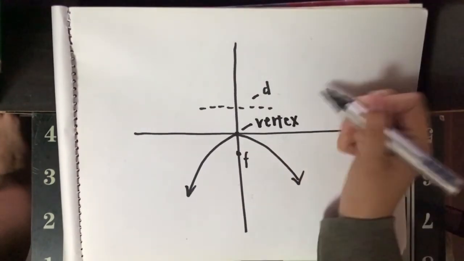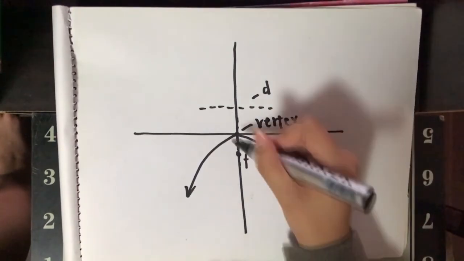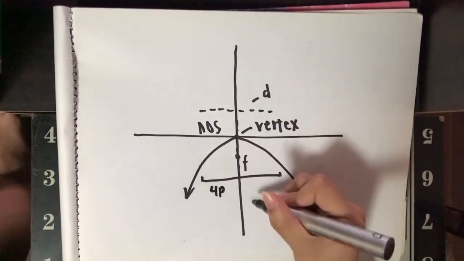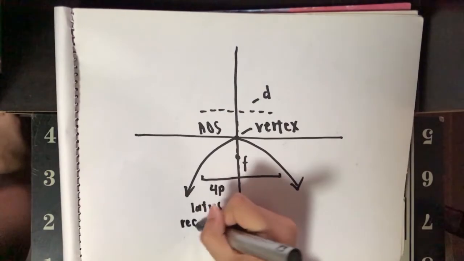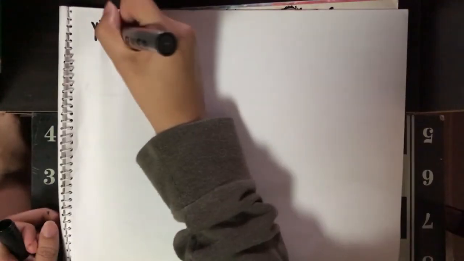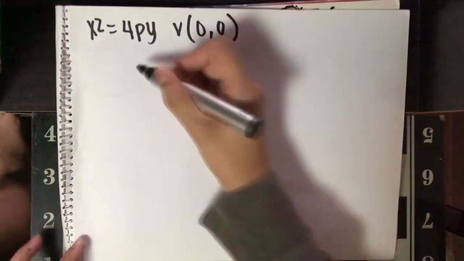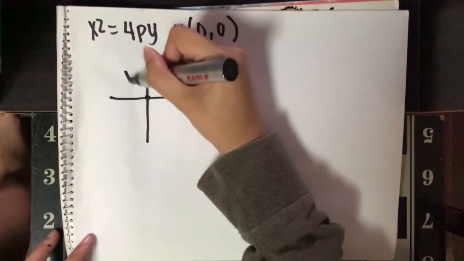The point halfway between the focus and the directrix is called the vertex, and the line that passes through the vertex and the focus is called the axis of symmetry. The line segment through the focus perpendicular to the axis of symmetry is called the latus rectum, whose length is 4p.